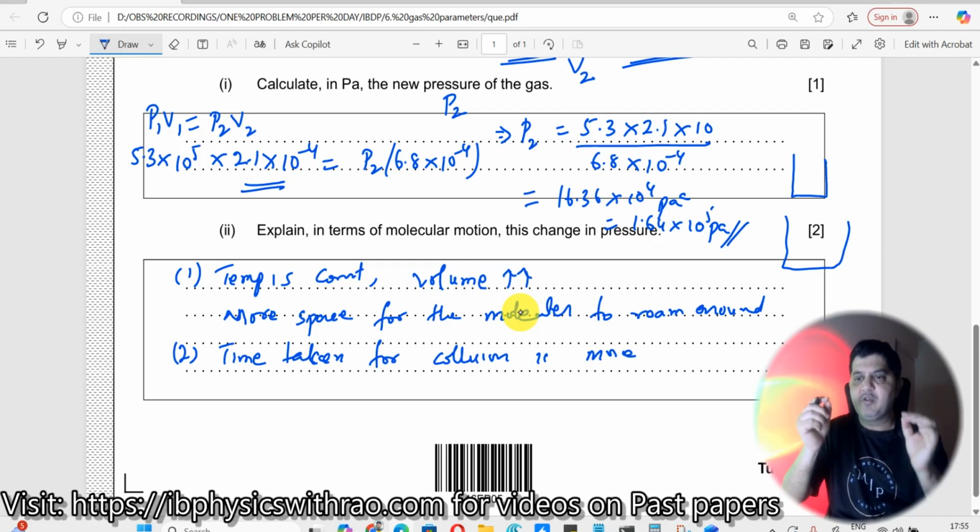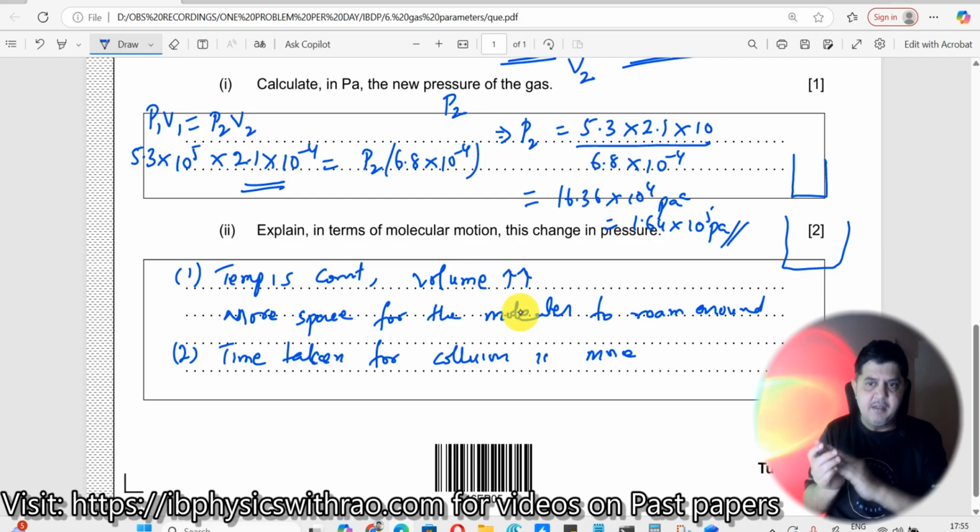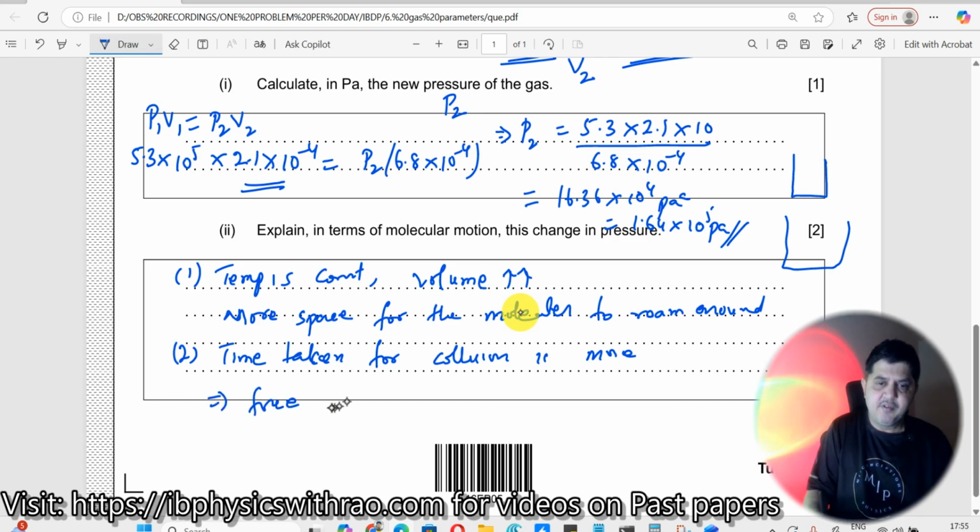Earlier, let us say one collision, another collision, used to happen in 2 seconds. Now it is happening in something like 4.5 seconds or 5 seconds. If that is the case, now what happens? Because of this, force to the walls is lesser. When force is lesser, automatically pressure is low.